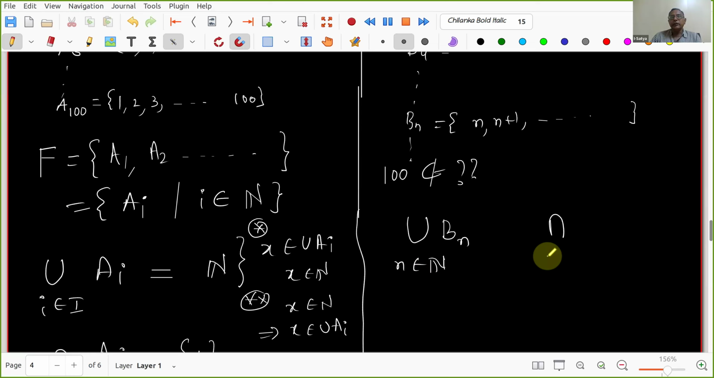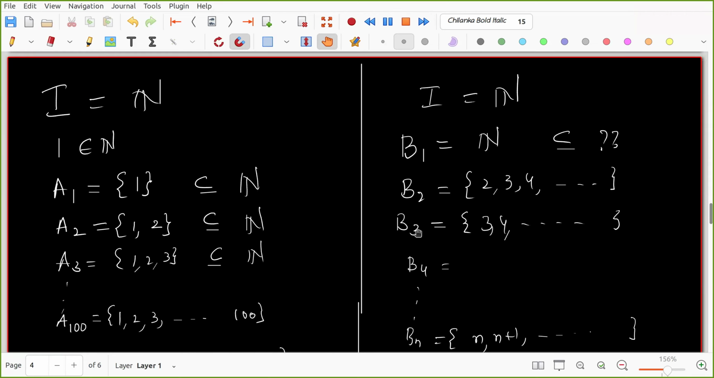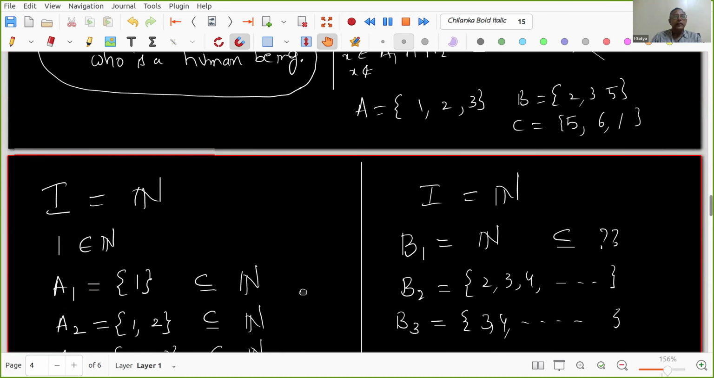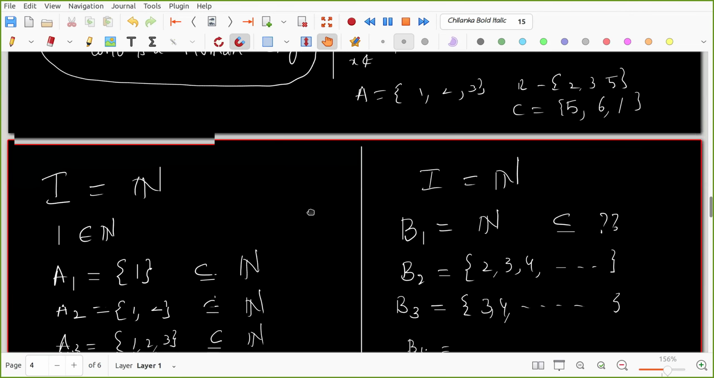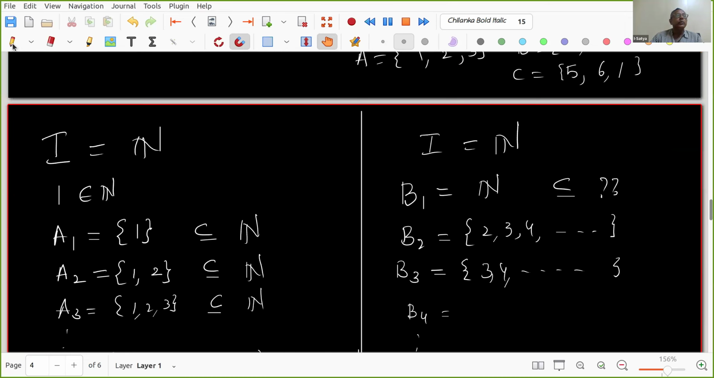What about the intersection? Please discuss these things also. What is this and what is this? Are they disjoint? Anchal, are B1 and B2 disjoint? No, right? What about A1, A2 from the earlier question? Are they disjoint? No. So can you give me one more condition, Anchal, on the relation between A1 and A2?